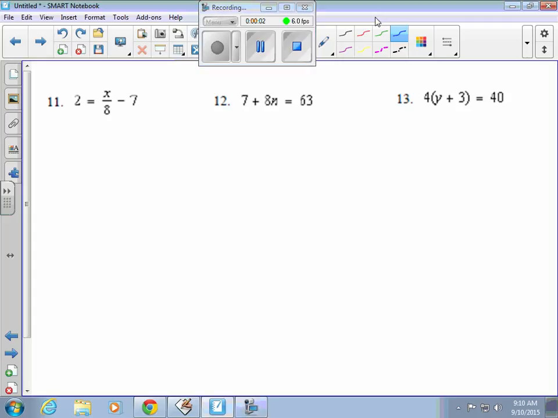Algebra 2, Test 5 Study Guide, Part 2, picking up on number 11. 2 is equal to x over 8 minus 7. Goal is still to get x by itself on one side of the equal sign. You have divided by 8 and minus 7. You work order of operations backwards.